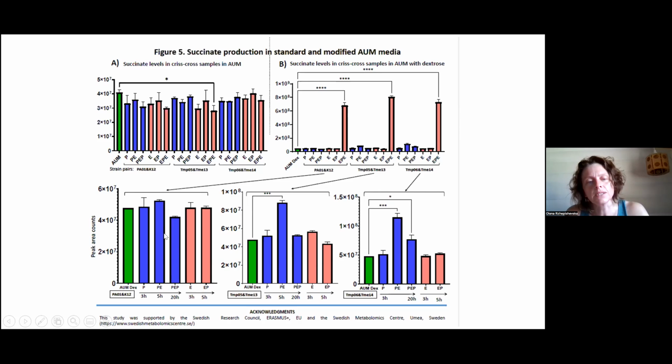probably not so much difference in the laboratory strains PO1 and K12, but in two clinical strains, this one and this one, there is a clear increase of succinic acid after cultivation for 5 hours. And when you add Pseudomonas again, it decreases. So what does it mean?